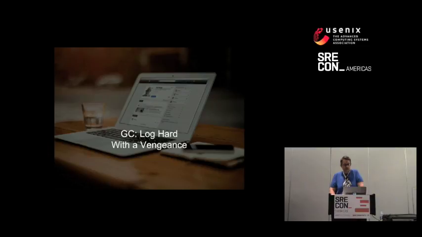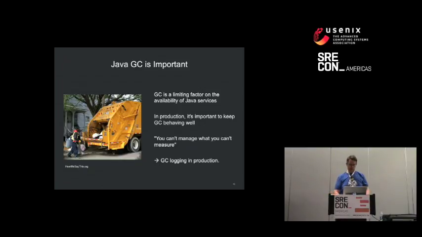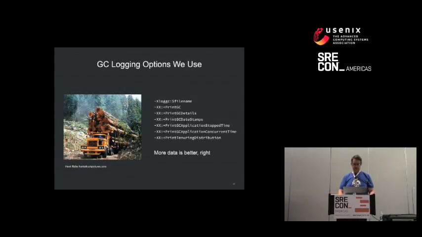War story number 4, GC, log hard with a vengeance. So, Java GC is an important thing. It's a limiting factor on the availability of Java services. In production, it's really, really important for us to keep that GC behavior working well. And because you can't manage what you can't measure, that means we have to measure it. And so we enable GC logging in production. And when we enable it, I mean we enable it very, very thoroughly. We have all the options because more data is better.